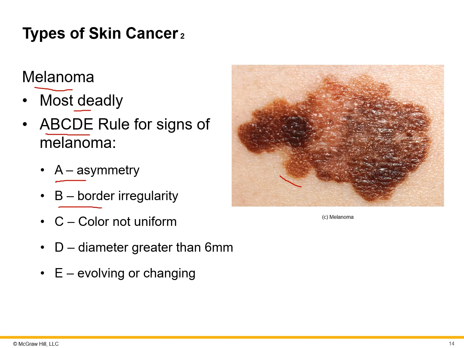Along with that, border irregularities. You can see this is all over the place. The color is not uniform, so you can see a dark spot here, some lighter spots in this area, and then the diameter being greater than 6 millimeters, and it's evolving or changing, so it's not staying the same. You start to see changes over time.